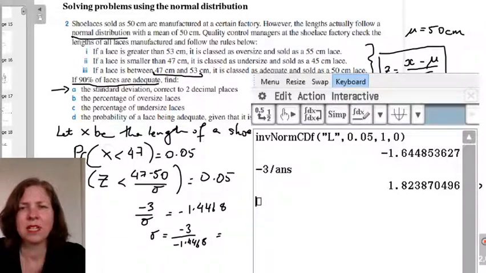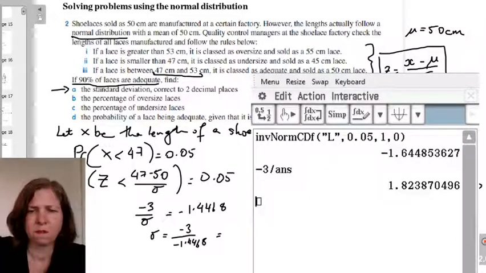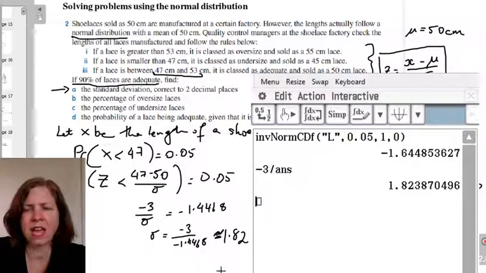1.8238. How many decimal places do I need? To 2. So that's 1.82. So let's jot it down. 1.82. And I'll write approximately equals here to make it clear that I have now done some rounding. I should actually write that here too.